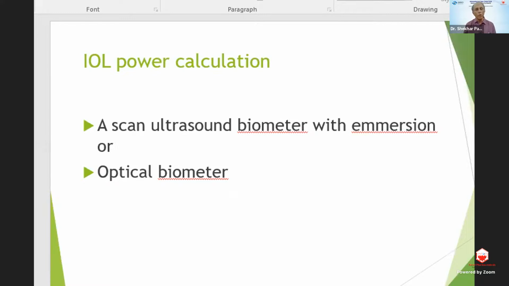Now, after thorough examination, I take the decision of doing either A scan biometry, which is possible, or even with immersion or optical biometry. A scan biometry, we mainly depend on only when there is a dense cataract and where optical biometry is not possible. Next slide, please.